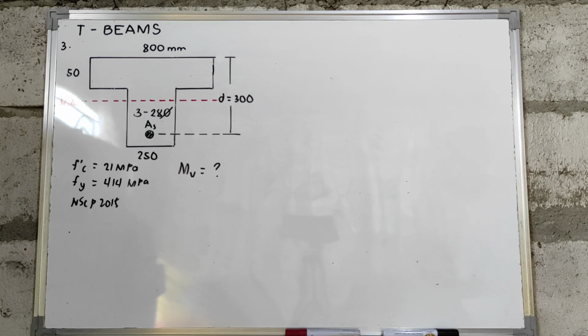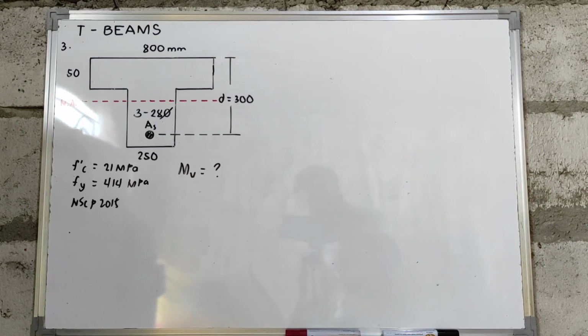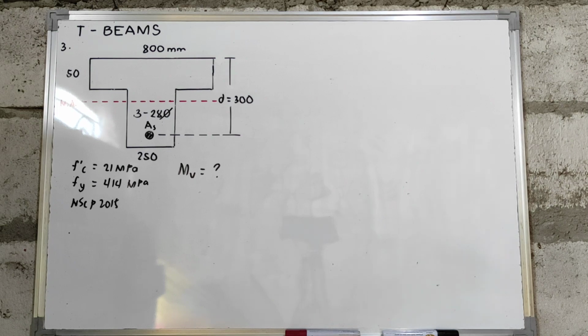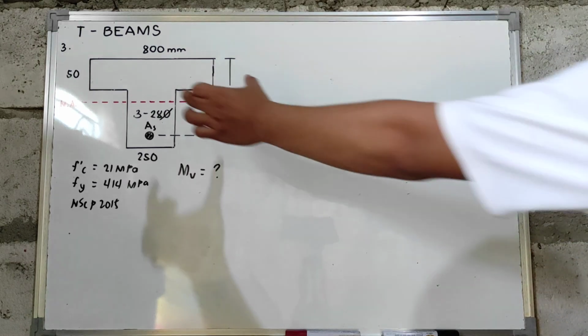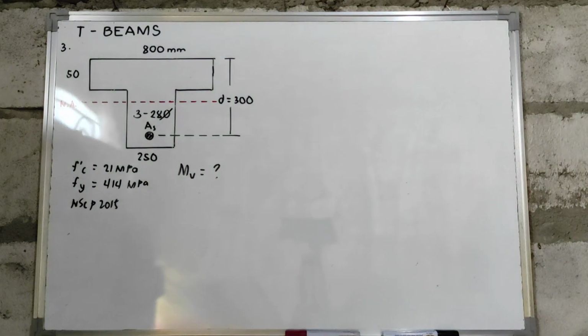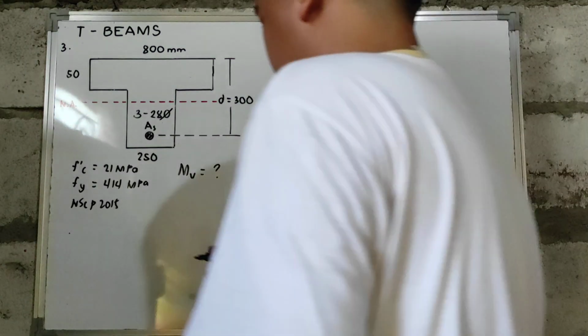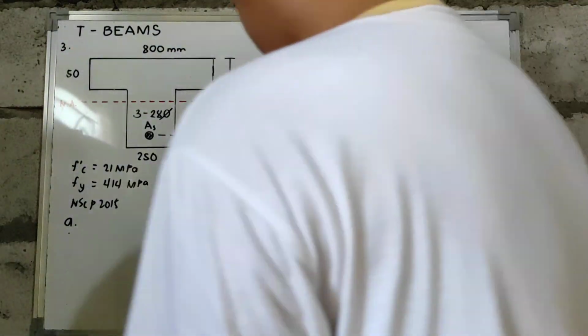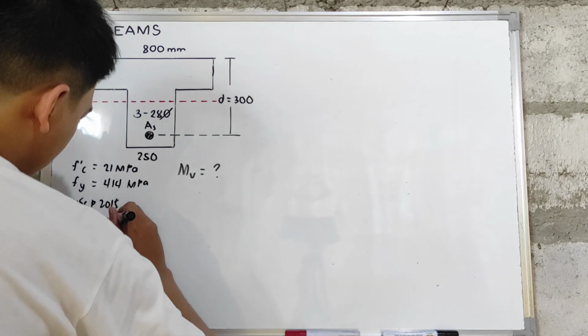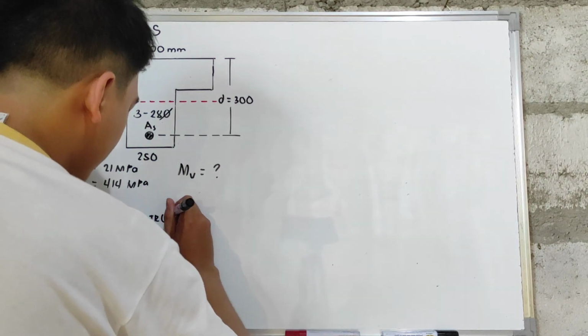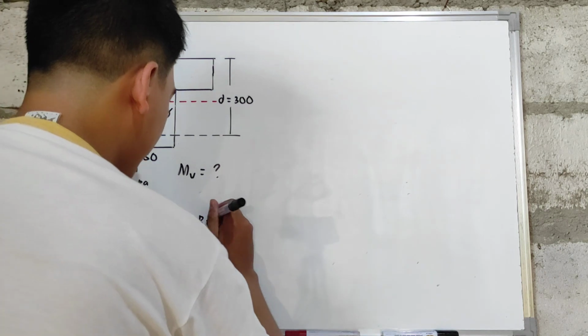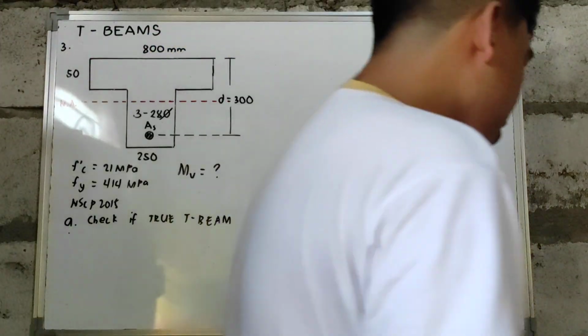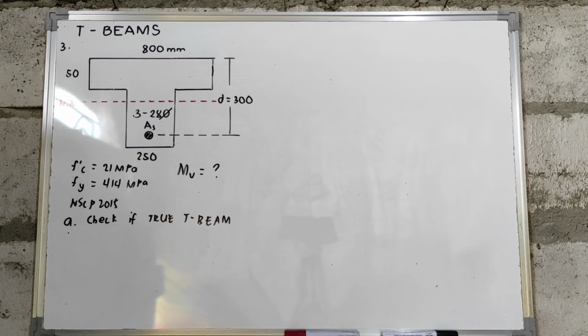So yung unang part lagi sa analysis ng T-beam natin is we need to find the value of your base of the flange. Pero since given dito sa figure natin yung base ng flange natin, we will skip that part. So for the next part, so mangyayari is we will going to check if true T-beam. Sir, ano po yung ibig sabihin ng statement na yan? So, check natin kung true T-beam ba yung T-beam natin or hindi.